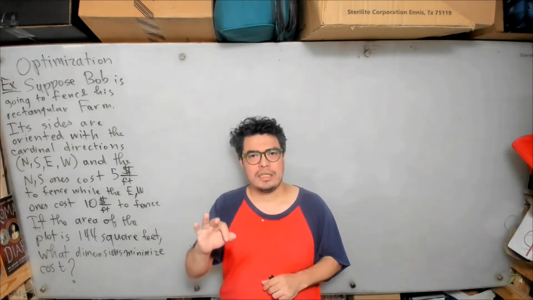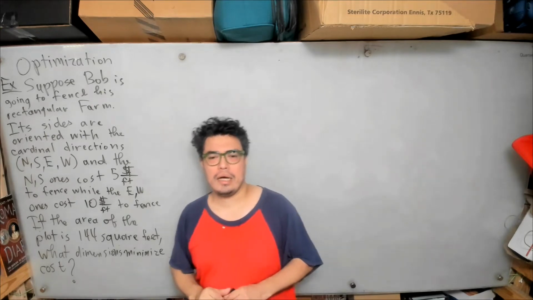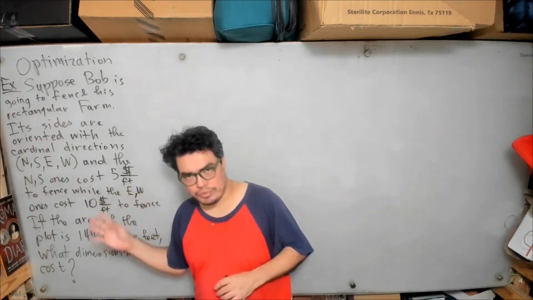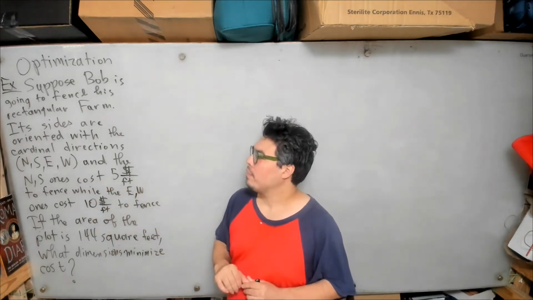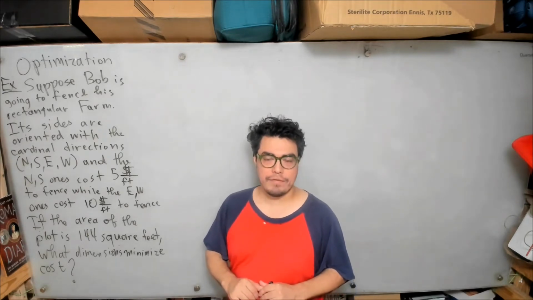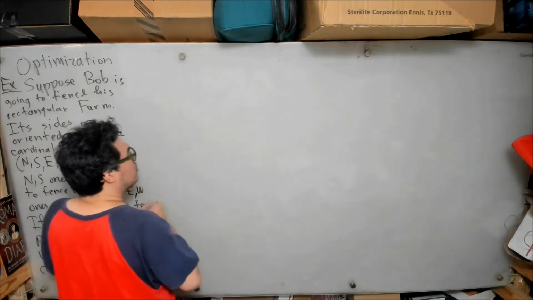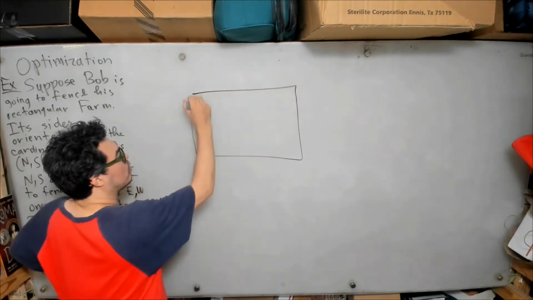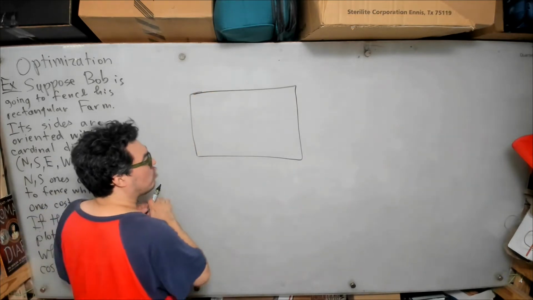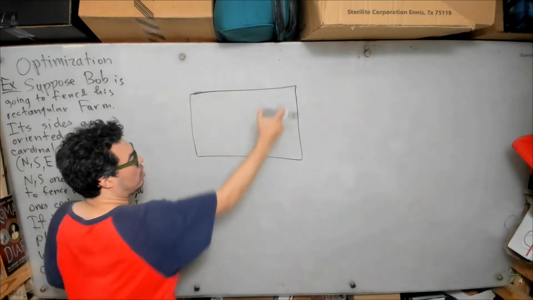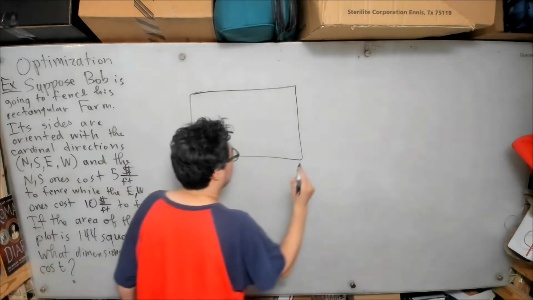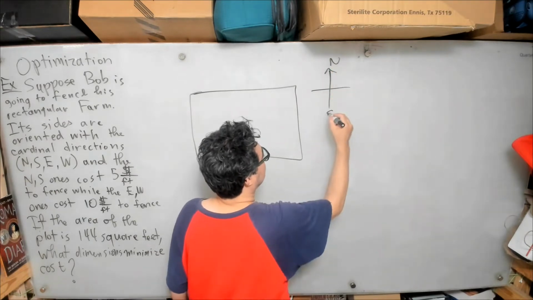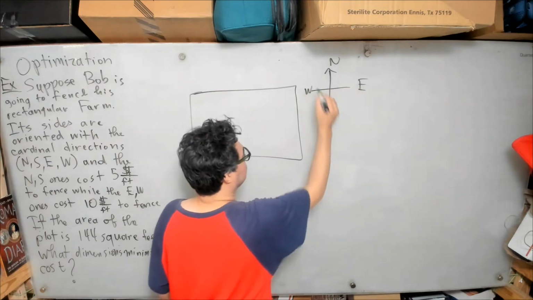Now, just as in the prior problem and in any math problem where we're dealing with a geometric situation, let's draw a picture. And in this particular case, we're going to do a little more than that, right? Because we have to take into account the orientation of the farm. So first, it's a rectangular farm, so let's draw that rectangular farm like this. And of course, we know that the sides are oriented with the cardinal directions. That's just a fancy way of saying that they are parallel to the north, south, east, and west directions.